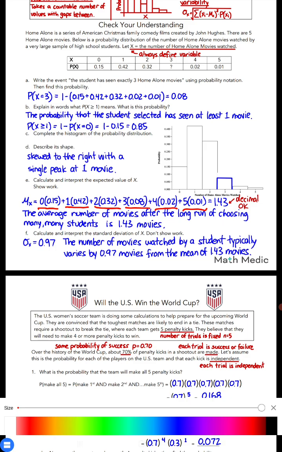We also can calculate the standard deviation. That's done in our calculator, and we get 0.97. What does that mean? That means most people are within 0.97 of the average of 1.43.